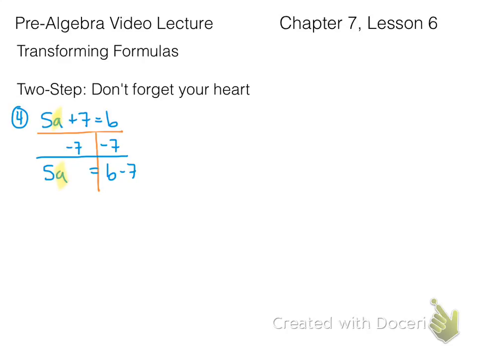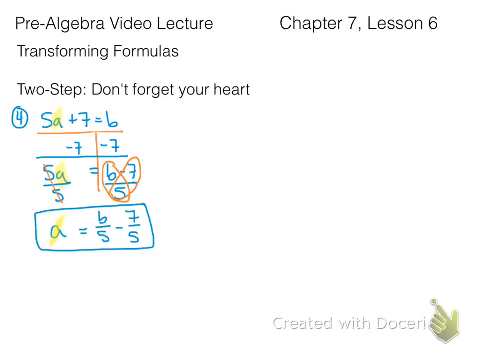But now to get A completely by itself, I need to divide by 5. This is where hearts comes in. So A equals B over 5 minus 7 over 5. And that's actually the final answer. Now you could also write it as A equals B minus 7, all over 5, and that's completely okay right now as well. But I want you to remember hearts and be able to get to this because sometimes you will be able to simplify those fractions, and if you simplify it, you can't write it like that. Okay? So let's go ahead and take a look at the next one.